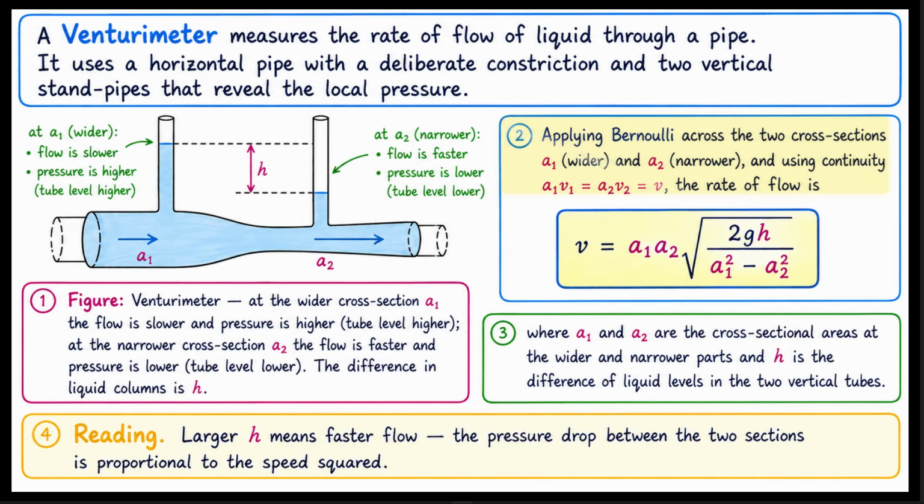And using continuity to write A1 V1 equals A2 V2 equals V, the rate of flow works out to V equals A1 A2 times the square root of 2gH over A1 squared minus A2 squared, where A1 and A2 are the cross-sectional areas at the wider and narrower parts. A larger H means faster flow. The pressure drop between the two sections is proportional to the speed squared.